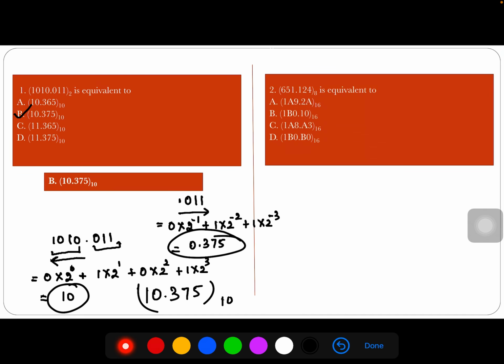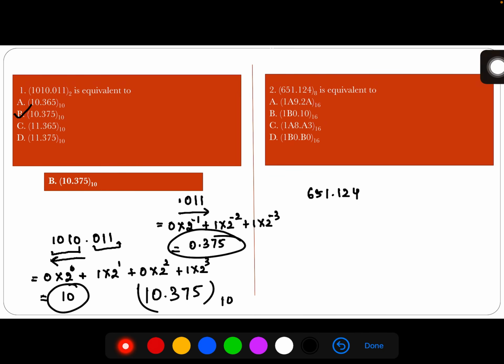Next question is: 651.124 in the octal number system, because the base is 8. And you are asked to convert it into hexadecimal, because all the options have base 16. For octal to hexadecimal or hexadecimal to octal conversion, we follow this method in 2 steps. First, we convert the given sequence into binary, and then binary to the sequence which has been asked. So first, I will convert this octal number into binary.